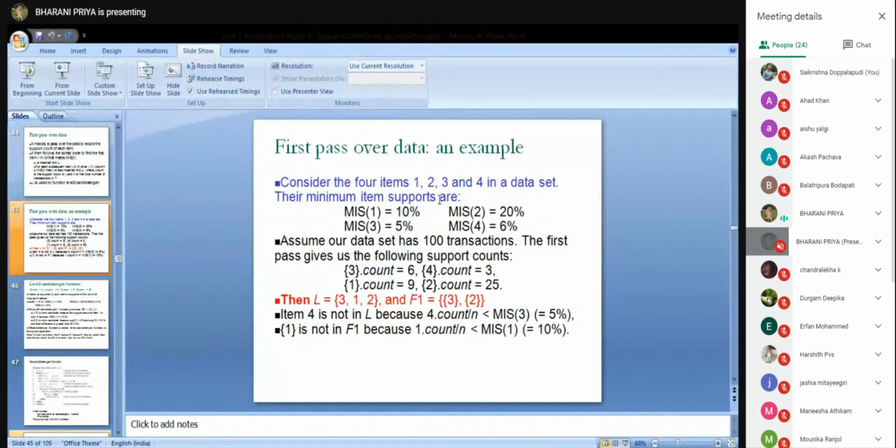So consider these items 1, 2, 3 and 4, and with these MIS values, and assume that our data set has 100 transactions. The first pass gives us the following support counts. These values are already given. Item 3's count is 6, 4 is 3, 1 is 9 and 2 is 25. And why have we taken 3, 4, 1 and 2 but not 1, 2, 3, 4? Because we are placing them in the sorting order.